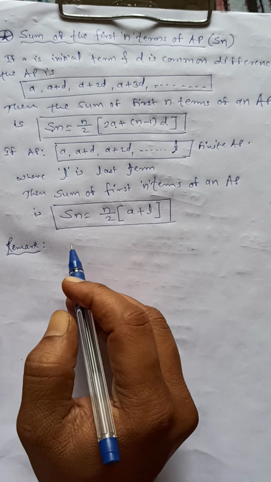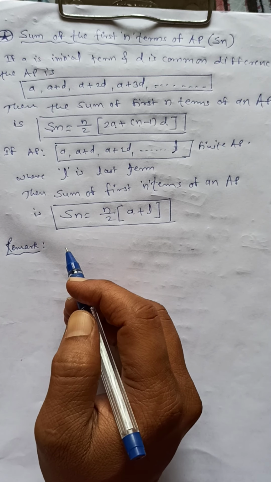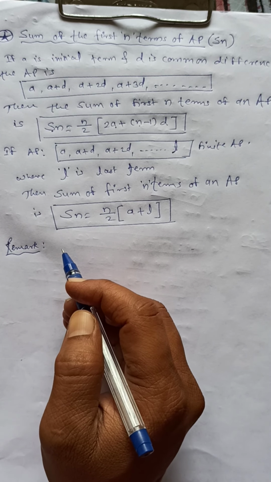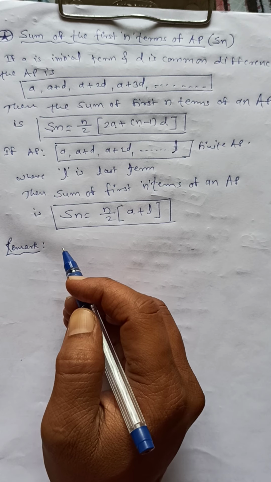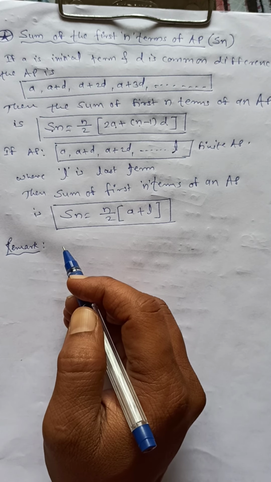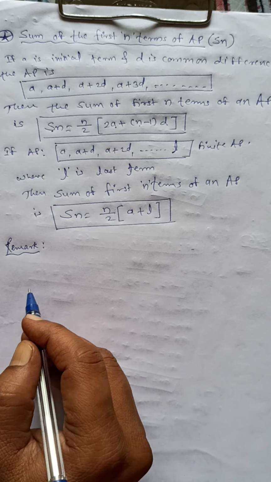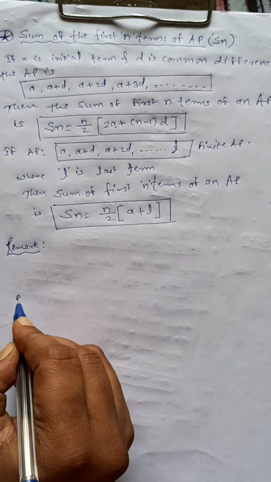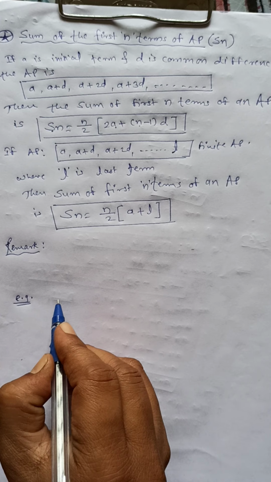We will find the nth term of an AP by the sum of the first n terms. How can we find the nth term of an AP? An. I have to find An. For that, first we will take one example.